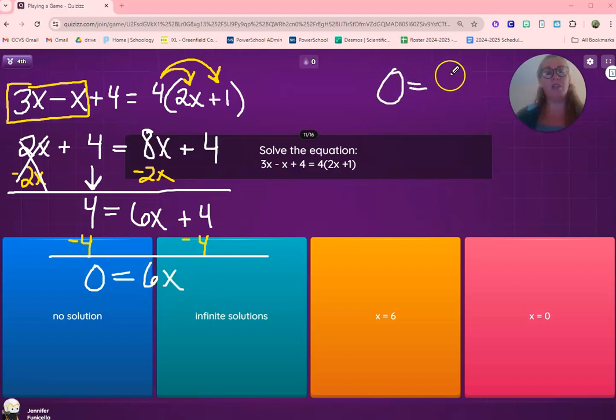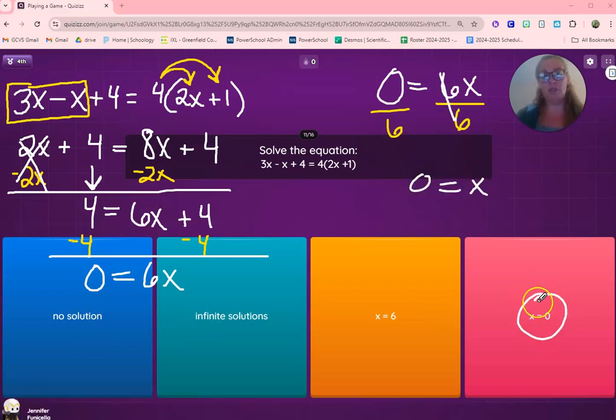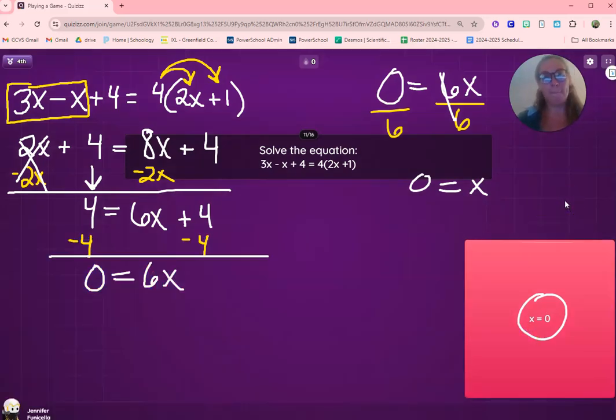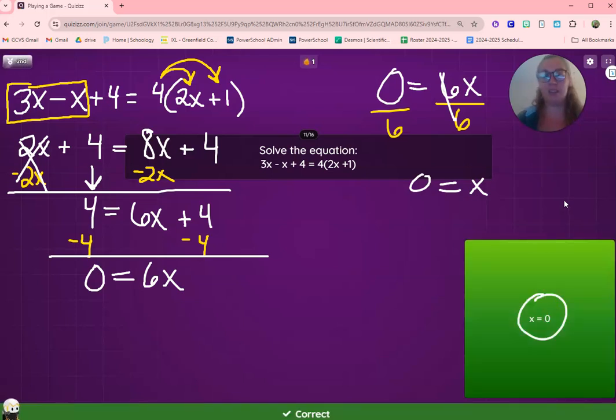So if 0 equals 6 times x, if we divide by 6 to get x alone, we get x is equal to 0. And that is our final solution for question 11. So go ahead and select 0. Yay! Awesome.